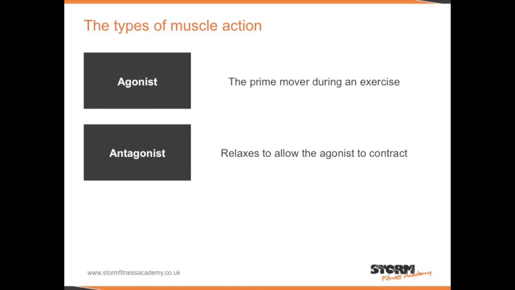Agonist. This is the prime mover during an exercise. With the bicep curl example, the prime mover would be the biceps. Antagonist. This is the muscle that relaxes to allow the agonist to contract. Again, using the bicep curl as an example, this would be the triceps. The triceps must relax in order for the biceps to contract during the bicep curl.